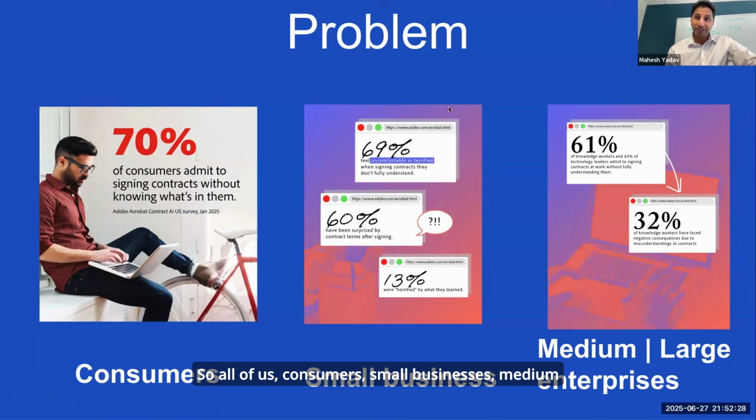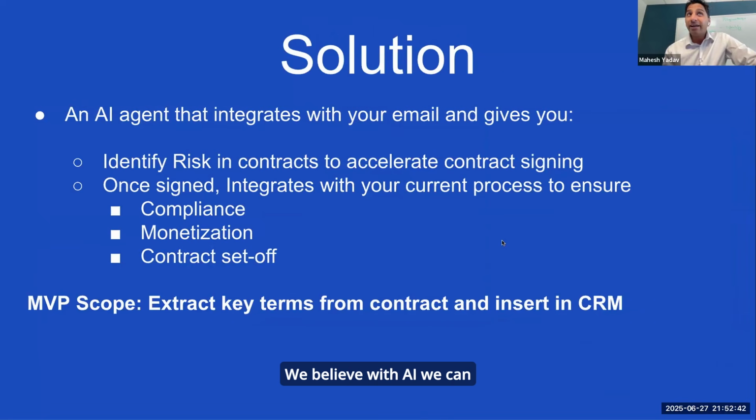the user. So all of us, consumers, small businesses, medium and large businesses, all of us are writing or reading or signing contracts every day. And it's very hard to understand. There are not enough lawyers in the world. We believe with AI, we can build an agent that integrates with your email, identifies risk in your contracts, helps you be compliant, helps you bill your customers correctly, and creates a repository where you can do filing or understand your business better because your contract has all your business terms also.